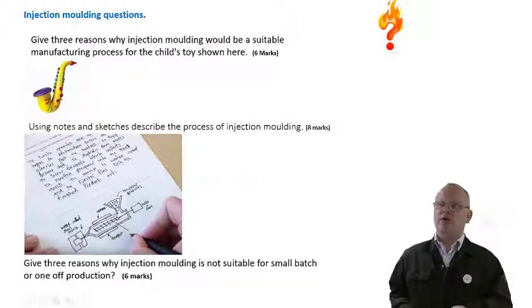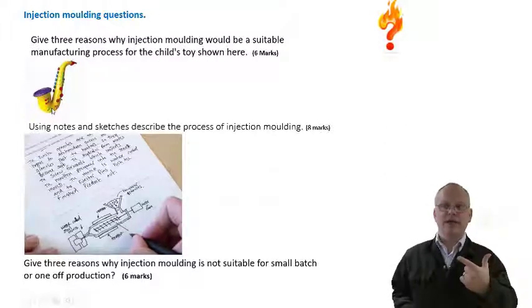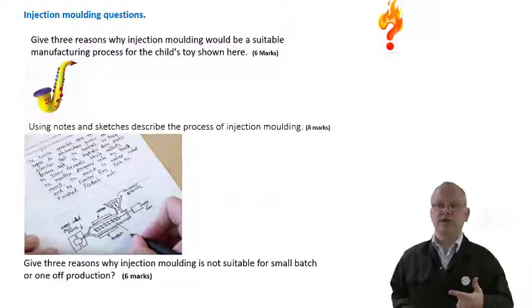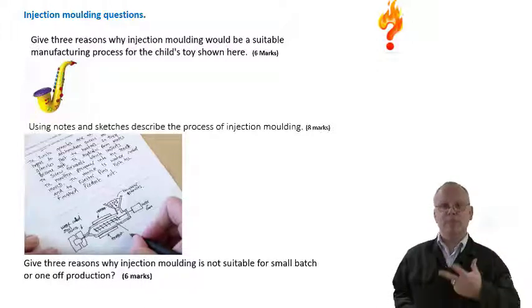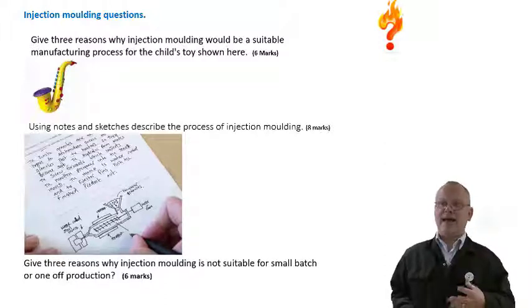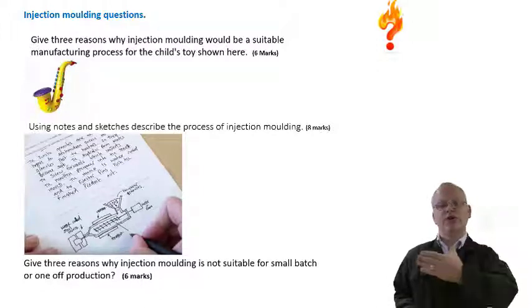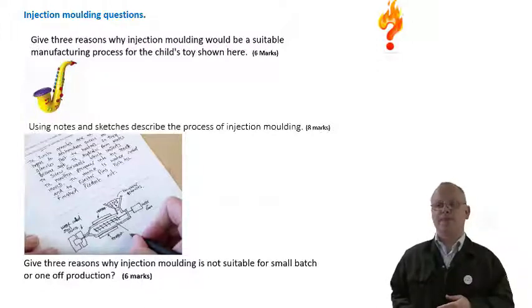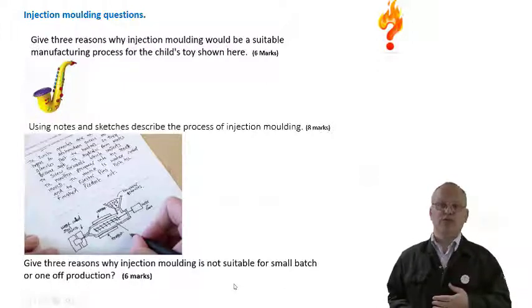3 reasons why injection molding would be suitable for manufacturing a child's toy shown here. It's precise, it can manufacture in a range of bright colours, so the polymers are available in lots of colours. Once you're set up, it's very cheap to produce many hundreds of thousands of them. And it's a durable material. You can work with durable materials, so the product can last a long time. You might also gain extra marks by talking about putting the recycling symbol on it, so the material could be recycled afterwards.